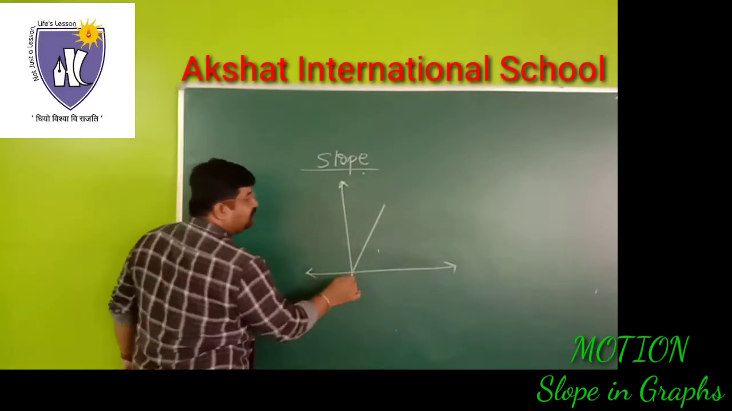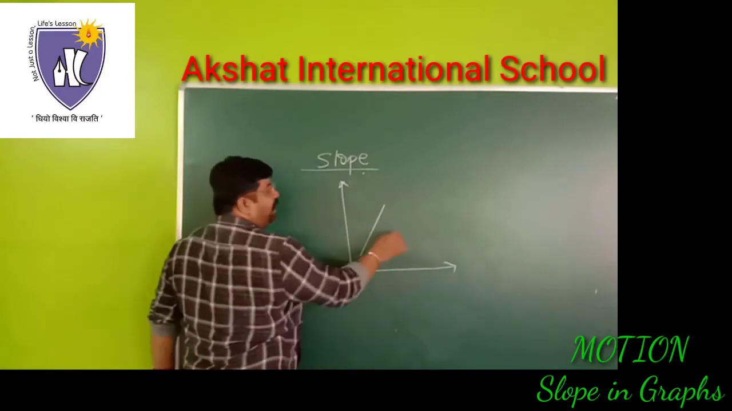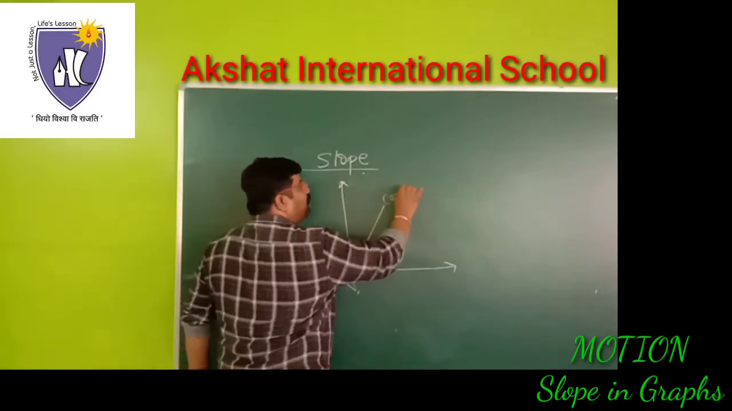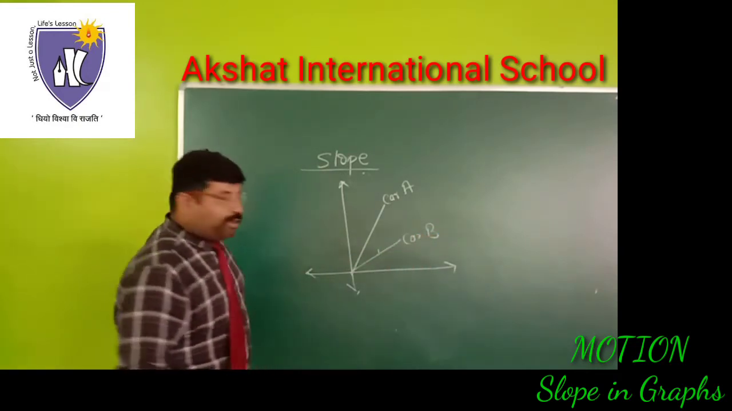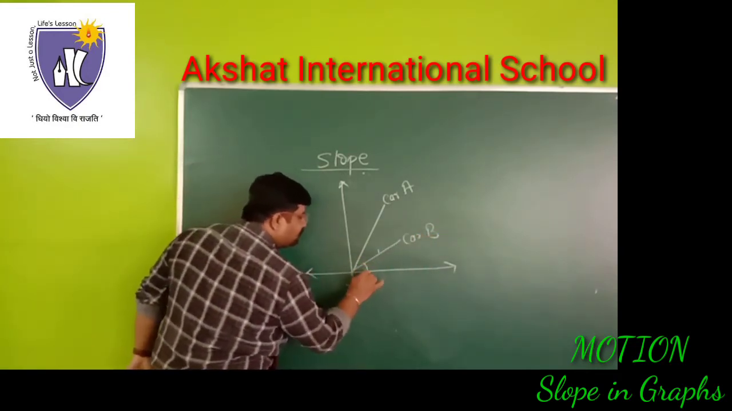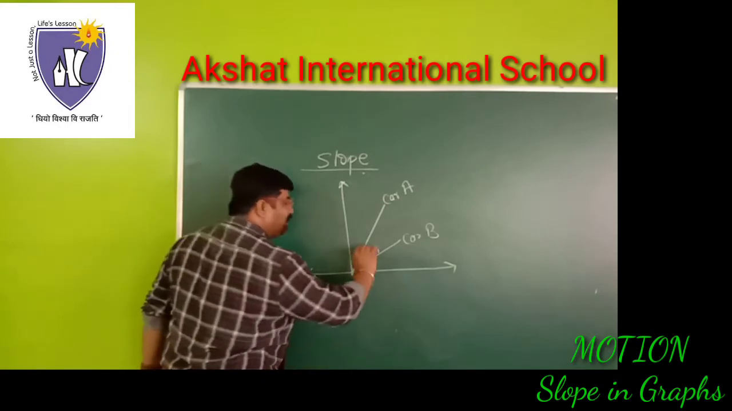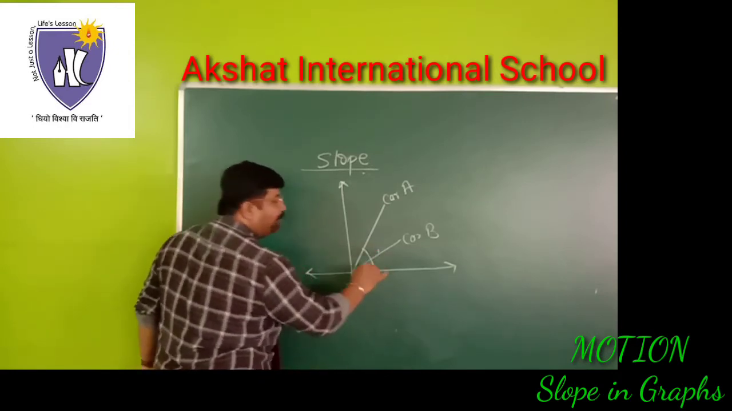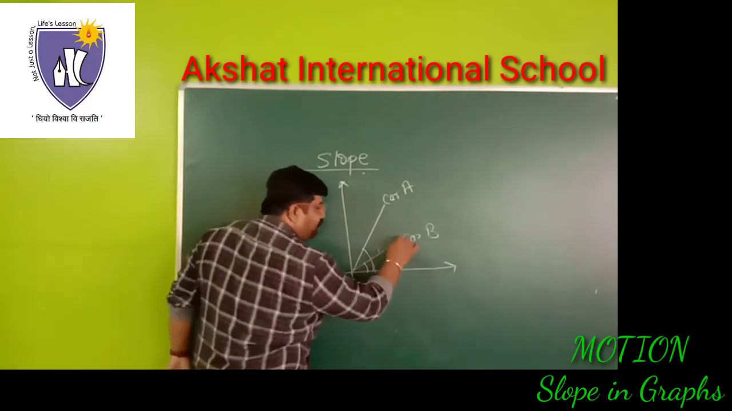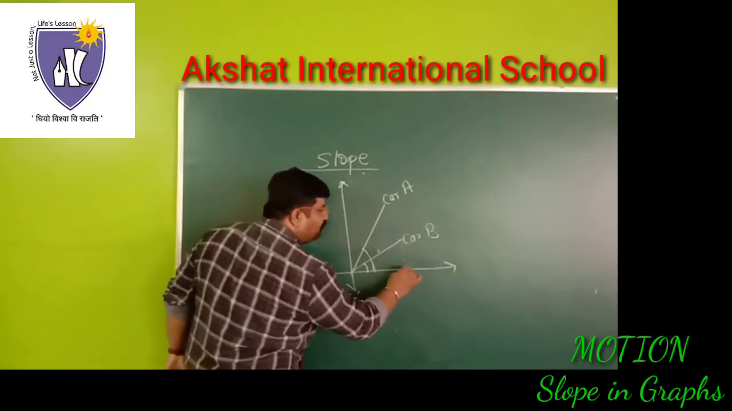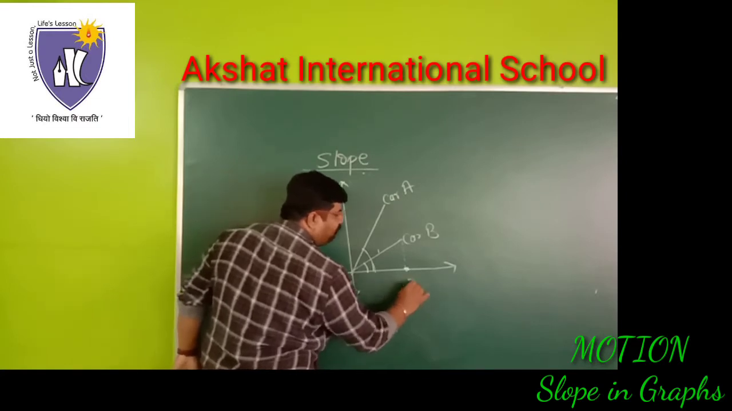The graph which I had drawn earlier, in which I was comparing the speed of two cars. Say this is the graph for car A and this is the graph for car B. Now this is the slope of car B and this is the slope of car A. Now you can see in this time interval, say at 5 seconds.